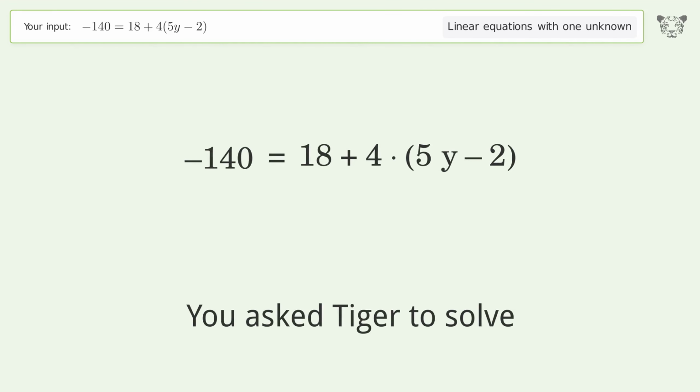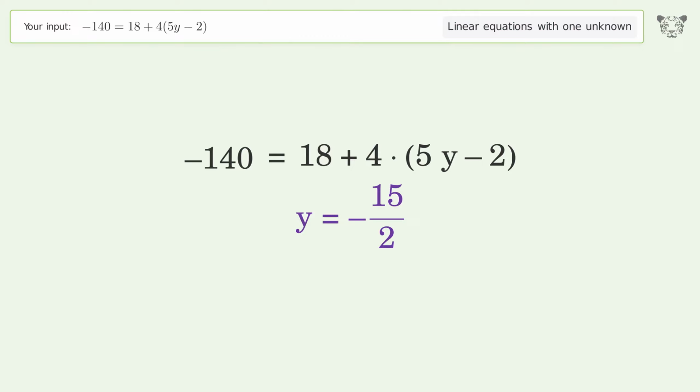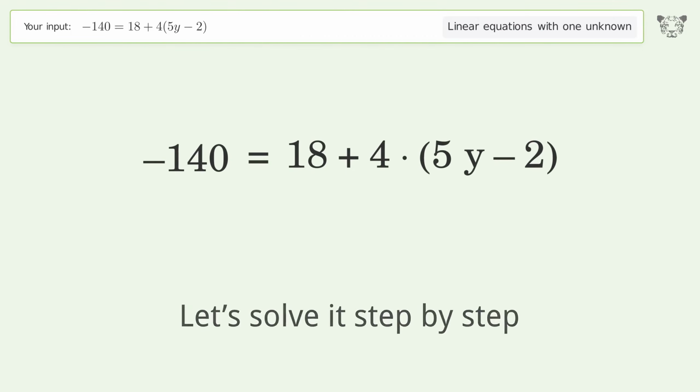You ask Tiger to solve. This deals with linear equations with one unknown. The final result is y equals -15/2. Let's solve it step by step.